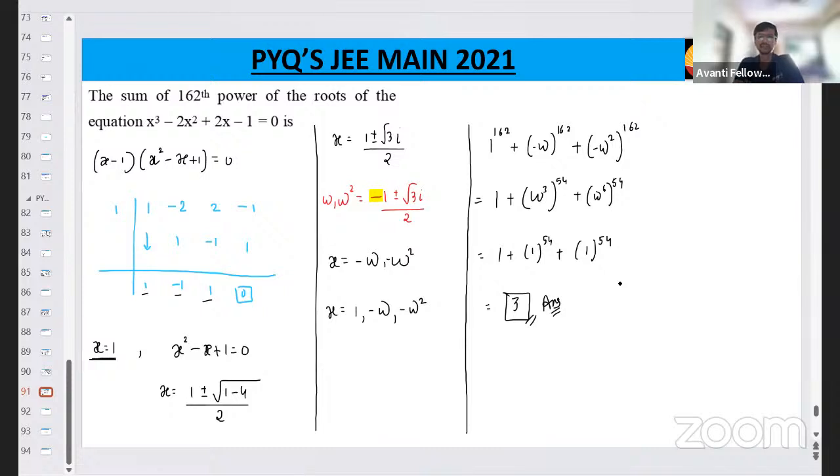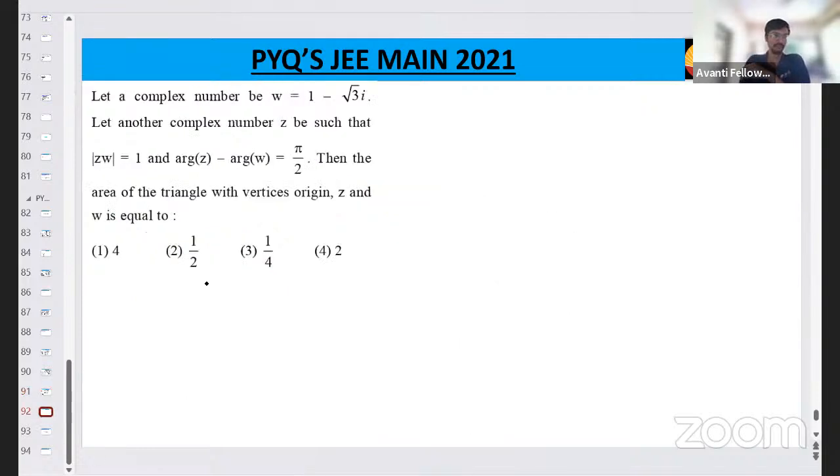It was a fairly simple question. Just a synthetic division. I hope you know till now. 10th में भी तुम लोगों ने practice किया होगा बहुत. So let's see the next question what we have. Yeah. This is a very good question.